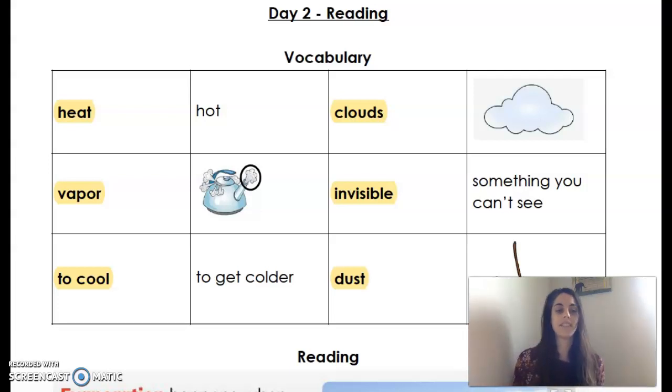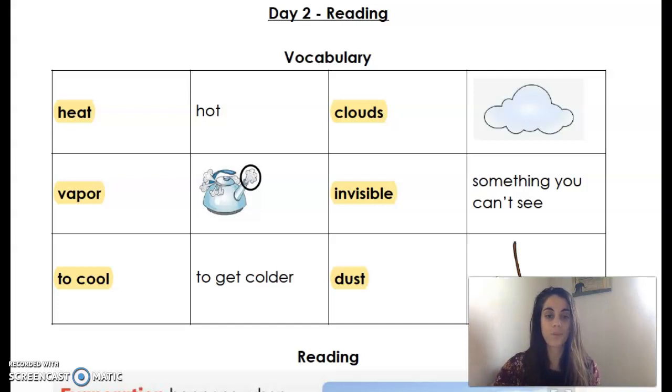Let's practice again. Heat, vapor, to cool, clouds, invisible, dust. Now it's your turn to practice. Please pause the video and practice the words and the gestures. Por favor, dale pausa al video y practique las palabras.